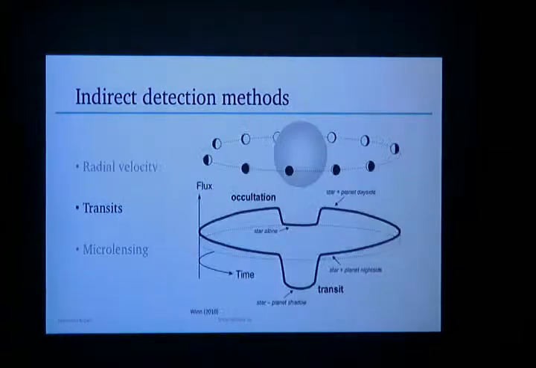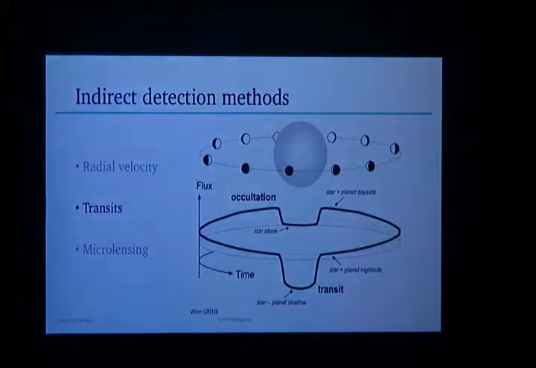Another method, also a very famous one, is the method of transits, which is based on measuring the change in the flux when a planet passes in front of its host star. And as you can see, there is a drop in the flux, and then it goes back up. And from this, again, we can infer certain properties and characteristics of the planets.